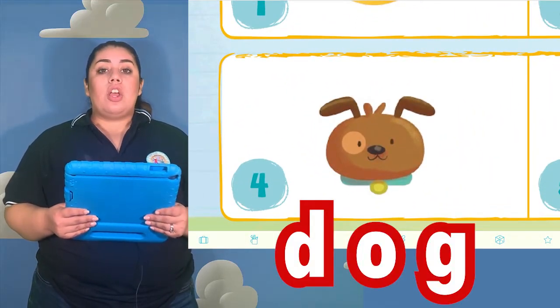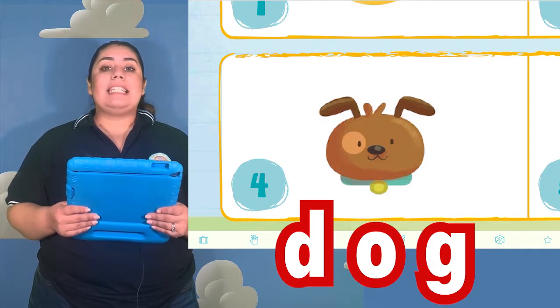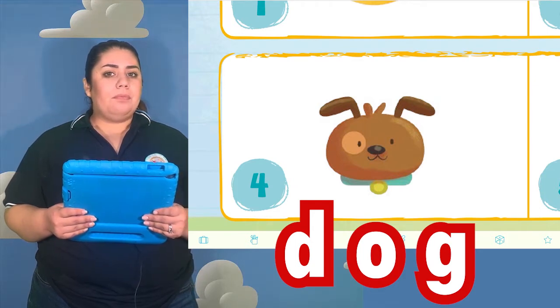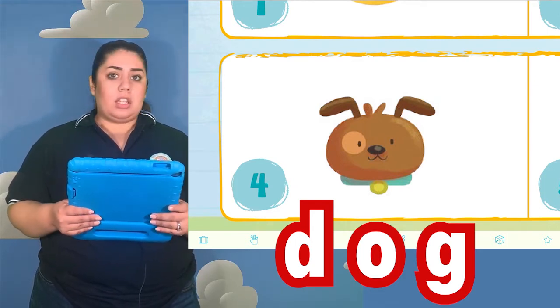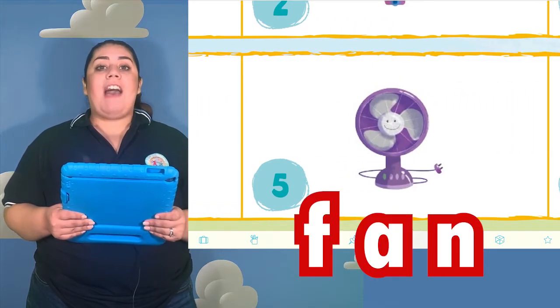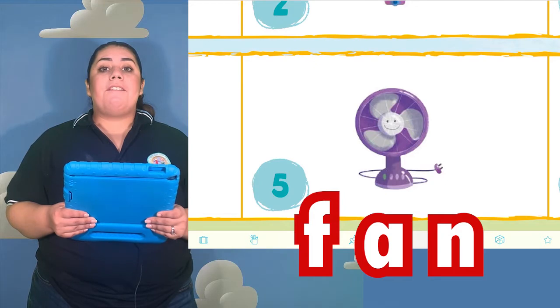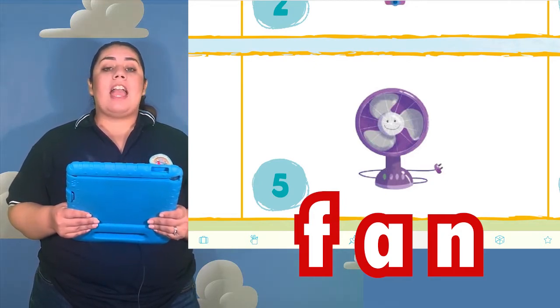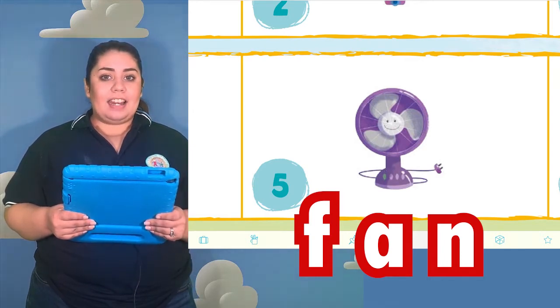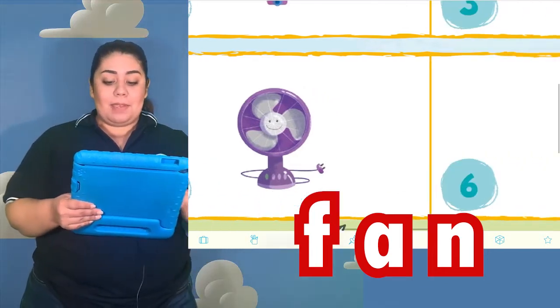Dog. Dog. D-O-G. It has the letter A, Ana Victoria? No, it doesn't have the letter A. Then we have fan. Fan. F-A-N. Fan. It has the letter A, Cesar? Yes, it has the letter A in the middle.